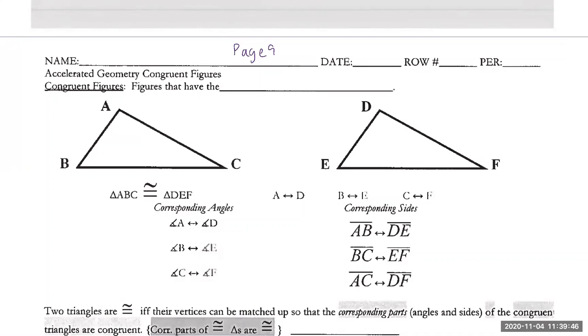Same what and what? Same size and same shape. Very good. So same size and same shape.